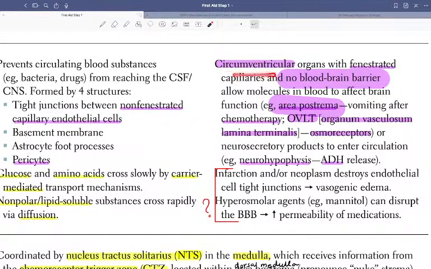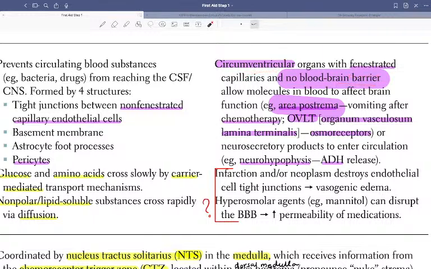Okay, next is circumventricular organs, with fenestrated capillaries and no blood-brain barrier. So in the blood-brain barrier we saw non-fenestrated capillaries, then the basement membrane, astrocyte foot processes, and pericytes. Okay, so we have all this. Next is circumventricular organ: fenestrated, no blood-brain barrier.